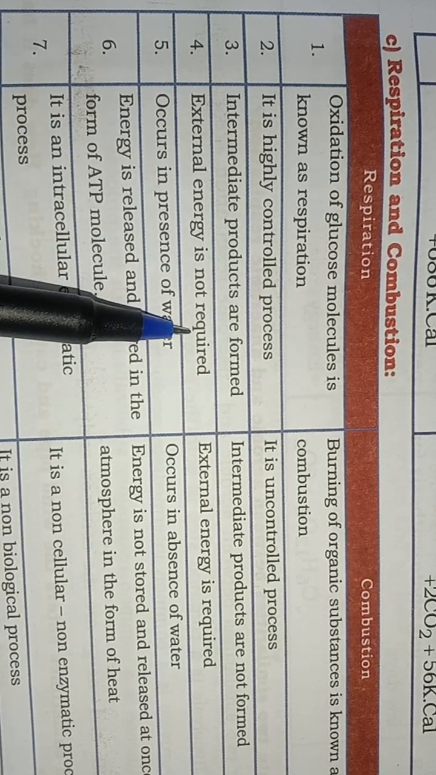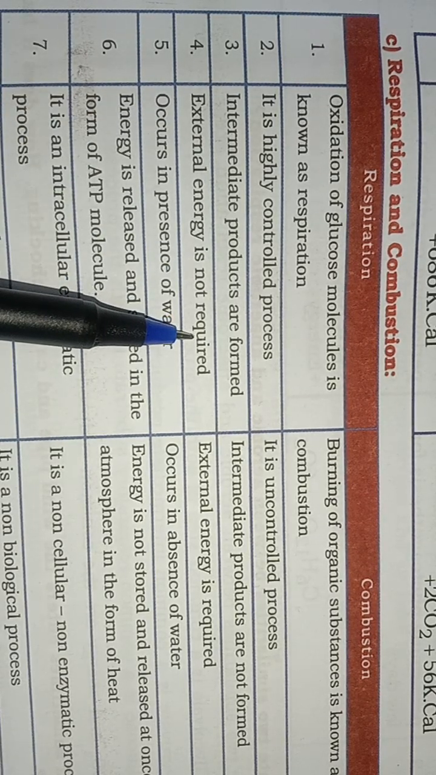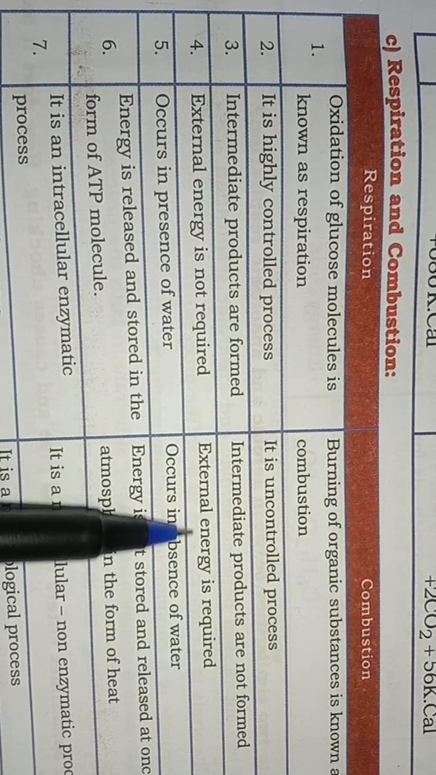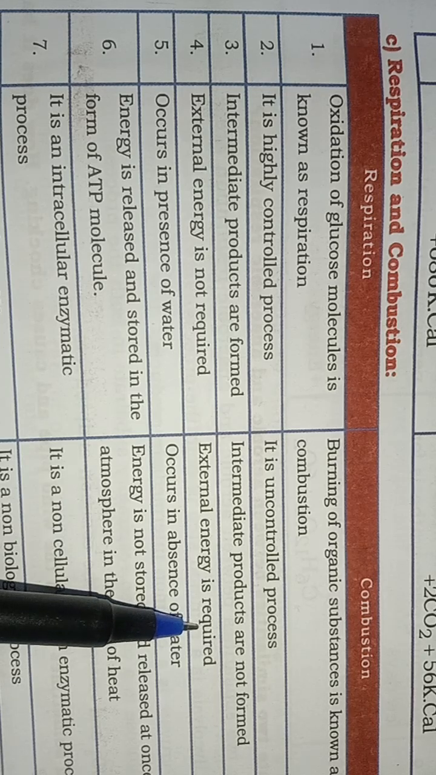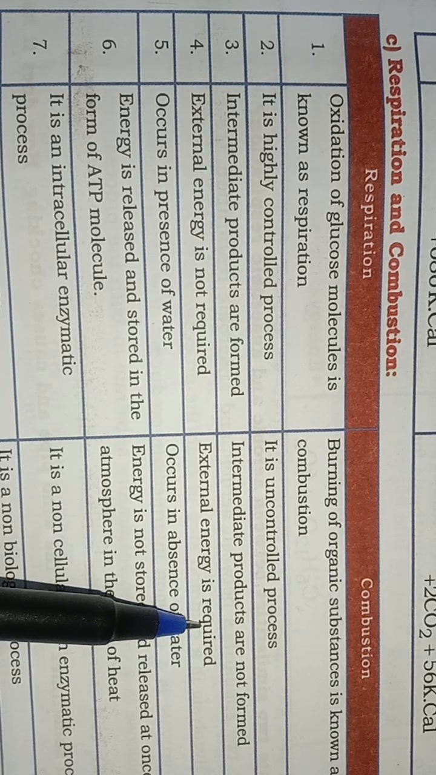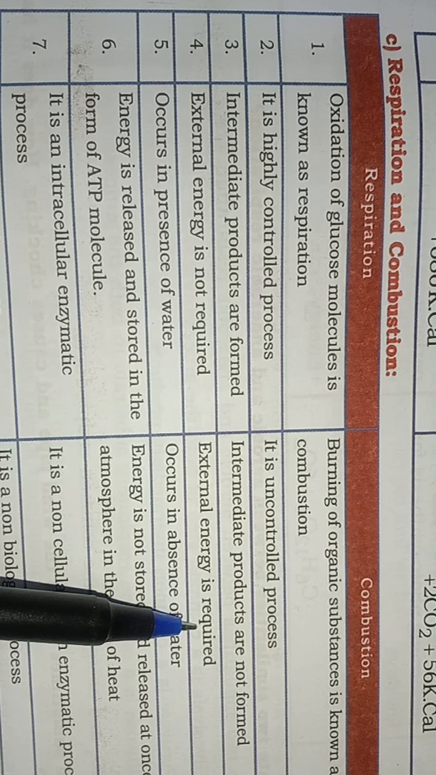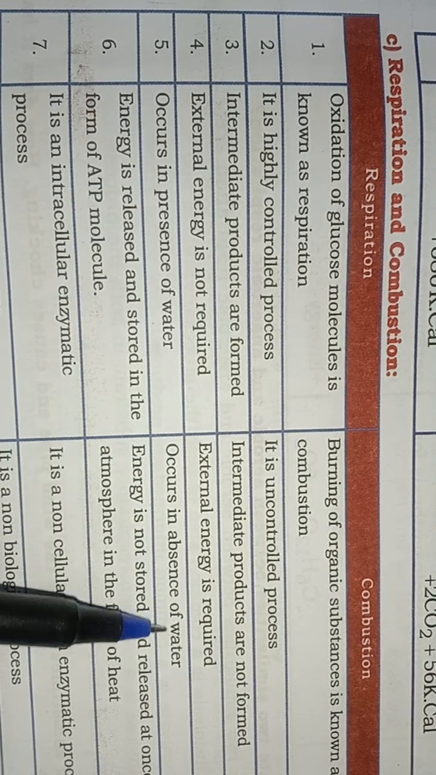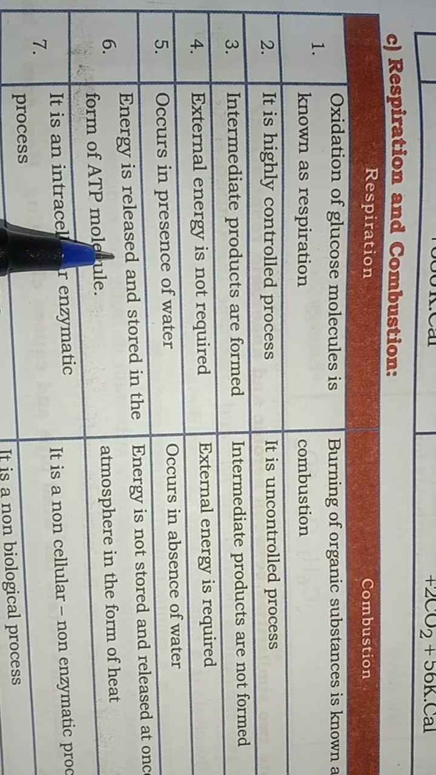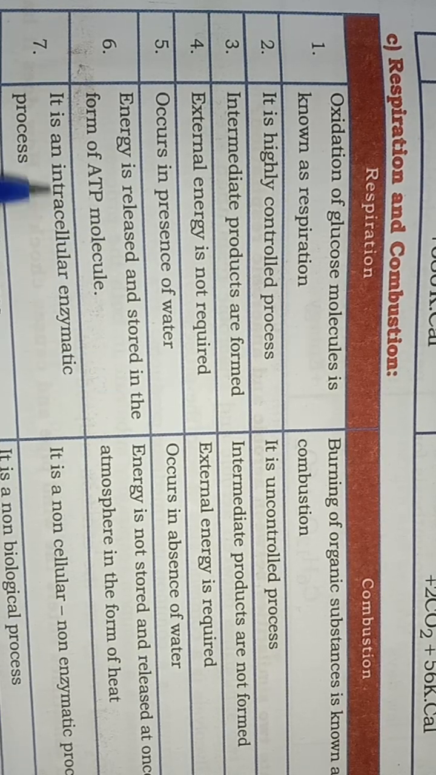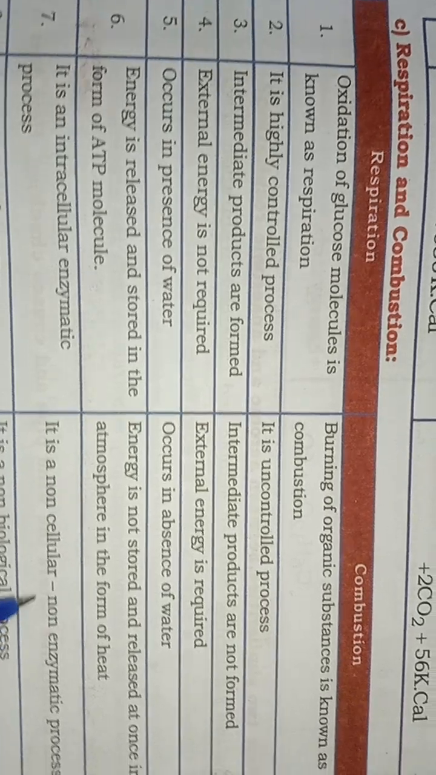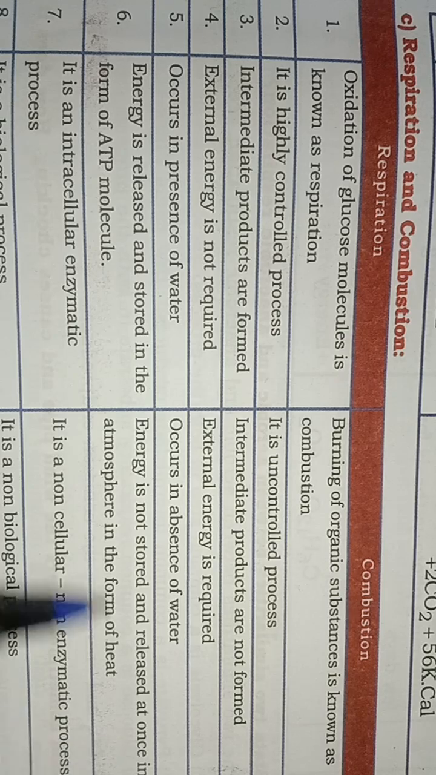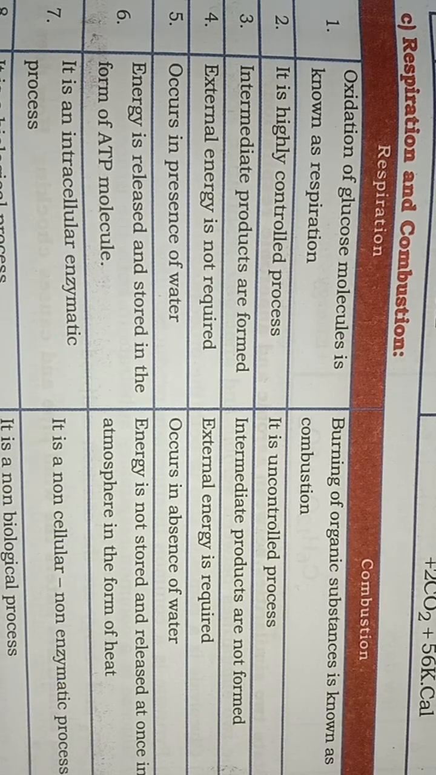In respiration, external energy is not required to release energy. In combustion, external energy is required. To burn something we need heat energy. Respiration occurs in the presence of water, combustion occurs in the absence of water. In respiration, energy is released and stored in the form of ATP molecules. In combustion, energy is not stored but released at once into the atmosphere in the form of heat.